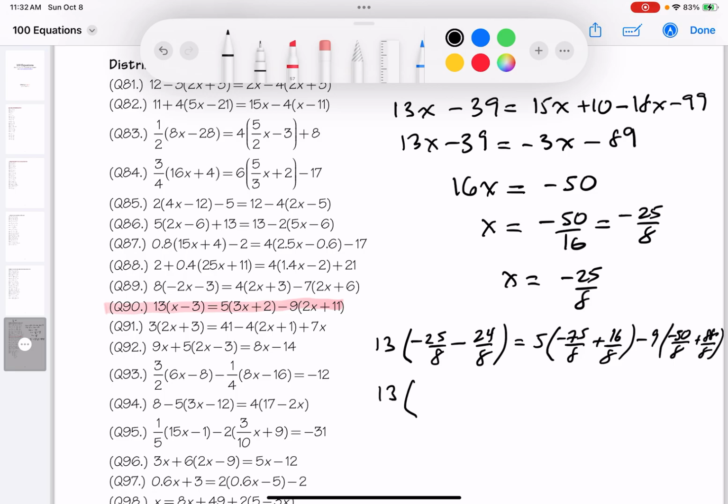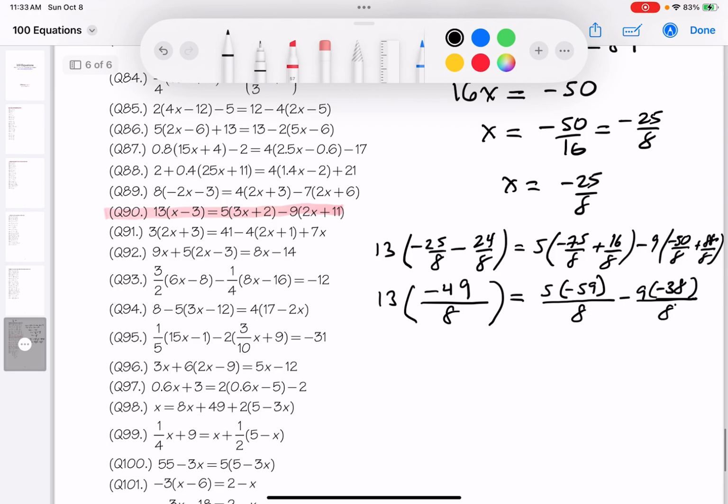So 13, these are eighths. And let's see, minus 25 minus 24 is minus 49. Don't be alarmed yet, by the way. I definitely see the eighths over there. And it's going to be 5. And then, you know, minus 75 and 16 is going to be minus 59. Minus 9. And what do you get over there? I have a tough time reading my work, by the way. Let's take a look at that. And I think, let me make sure I said that right. So minus 50 and 88, minus 38.